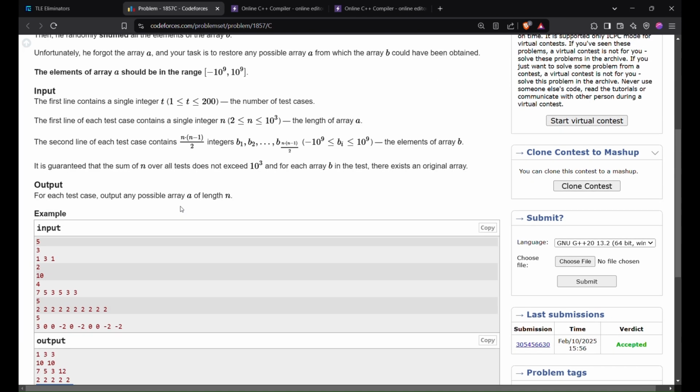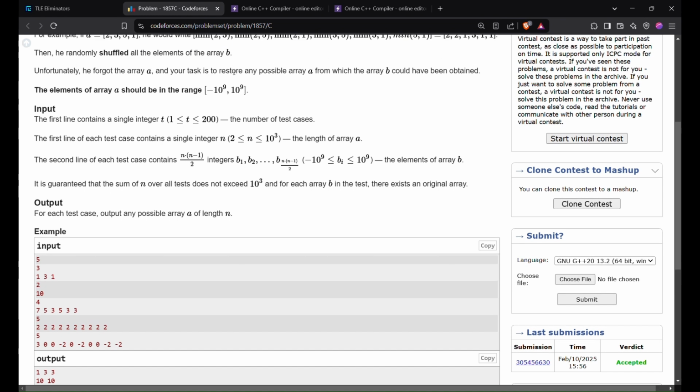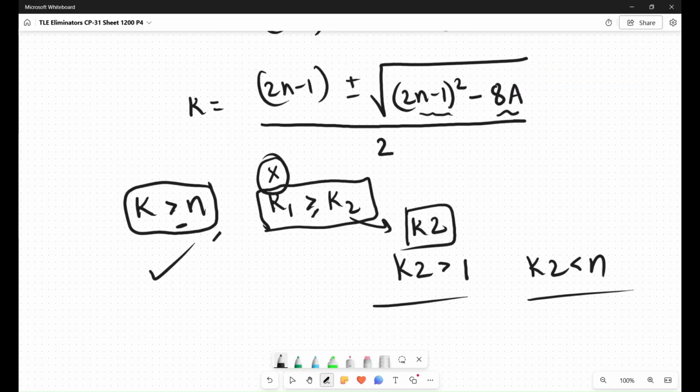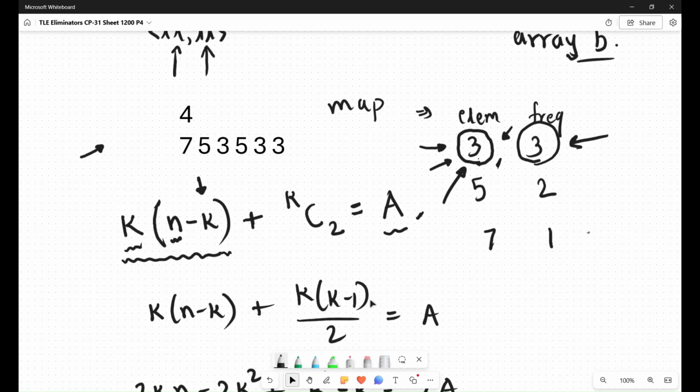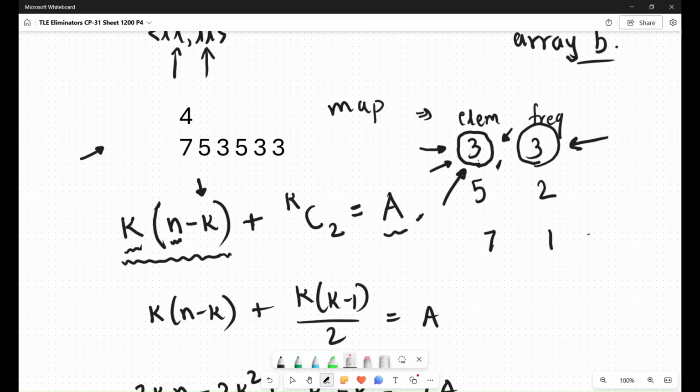Why? Because they have given that it is guaranteed that there exists an original array. It is guaranteed in the constraints that for each array b in the test there exists an original array. That's the important part of the solution. So k2 will always work if k1 doesn't work. Okay, so you are sorted with this element, sorted means done. So you are done with this minimum element.